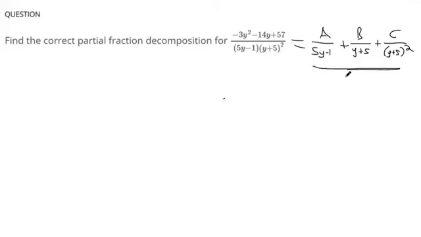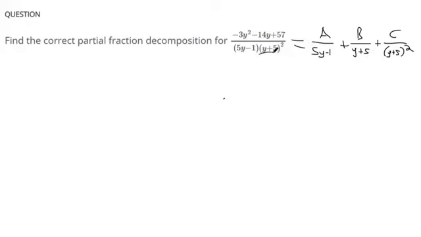We're going to set that equal to a over 5y minus 1 plus b over y plus 5, and then plus c over y plus 5 squared. Okay, and that's what we've got to solve for: a, b, and c. That's the goal of partial fraction decomposition. You rewrite it so that it's several rational expressions being added together.